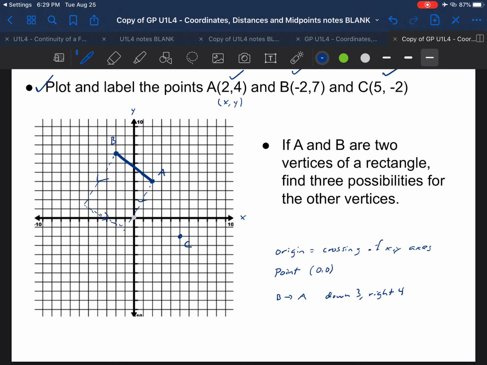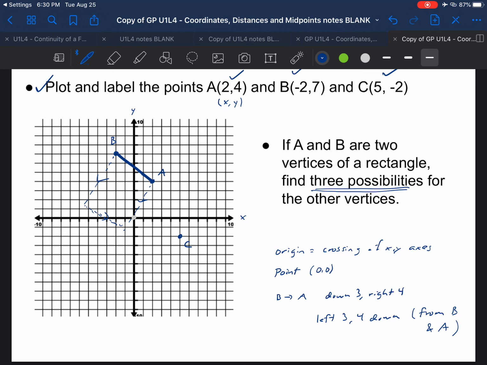Where these sides are parallel and these sides are parallel. There's going to be more than one set of answers for this. But all I'm going to do is the reverse of this. Instead of down 3 and right 4, I'm going to go left 3 and 4 down, in an opposite way. I'm going to do that both from B and A.